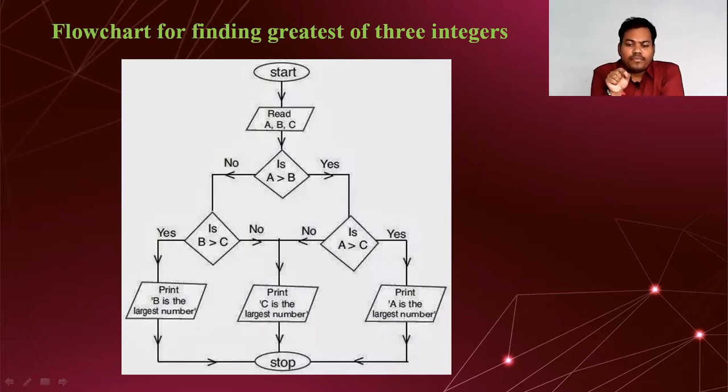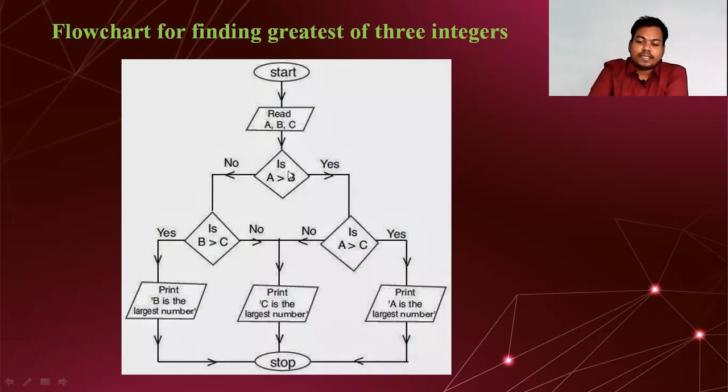Now, if A is greater than B, it will be checked, right? Checking means what? This is a diamond. So here decision making kind of thing is going on. So the diamond is representing that, right? Diamond box. So if A is greater than B, if the condition is yes, then it will go to this diamond box. Is A greater than C? If that is also correct, means A is greater than B and A is also greater than C, then yes, print A is the largest number, right? Here you can see A is the largest number.